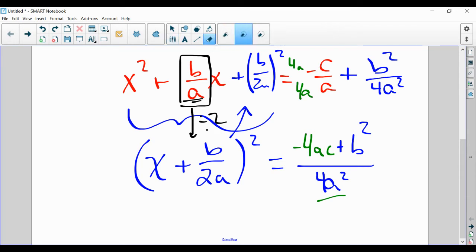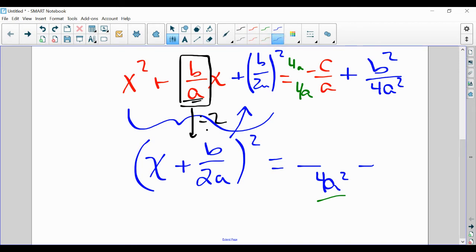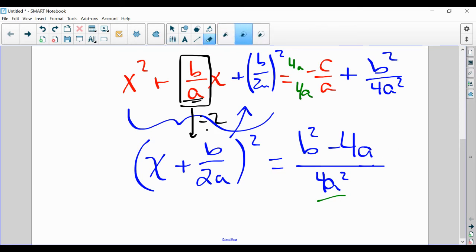And maybe this is starting to look a little bit like you kind of see what's going on here. Maybe what would help is if instead of writing negative 4ac plus b squared, I switched the order. And instead I wrote b squared minus 4ac. And some of you might be thinking, hey, I know that. That's the discriminant.